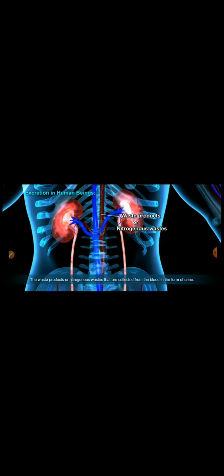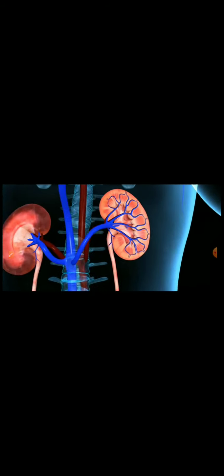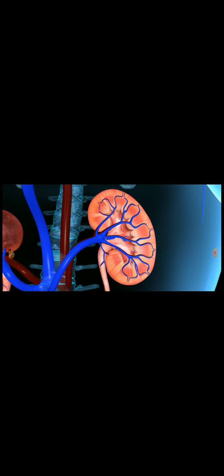The waste products are nitrogenous wastes that are collected from the blood in the form of urine. The produced urine passes through ureters into the urinary bladder. The urine is stored in the urinary bladder and is released to the outside through the urethra. Now, let us learn how urine is produced.